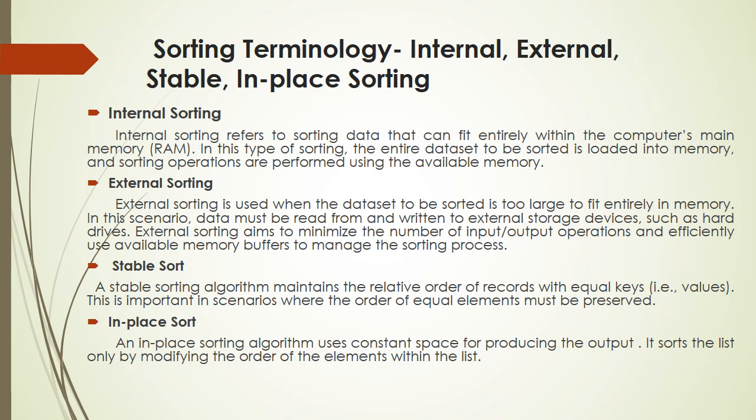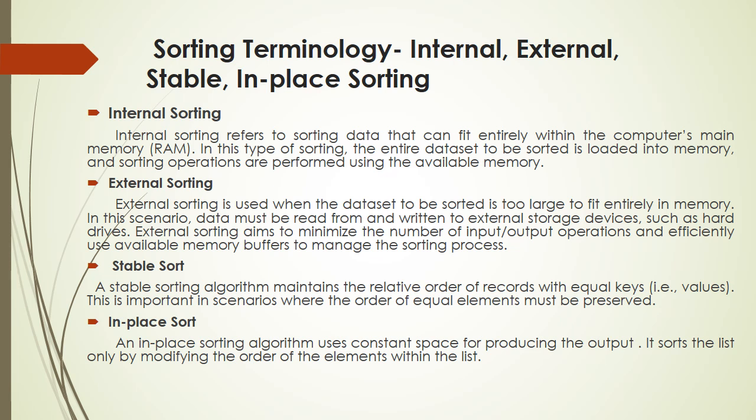Now we will focus on external sorting. External sorting is used when the data set to be sorted is too large to fit entirely in memory. In this scenario, the data set must be read from and written back to external storage, such as hard drives. External sorting aims to minimize the number of input or output operations and efficiently use the available memory buffer to manage the sorting process. Examples of external sorting algorithms include merge sort, multi-way merge sort, external merge sort.